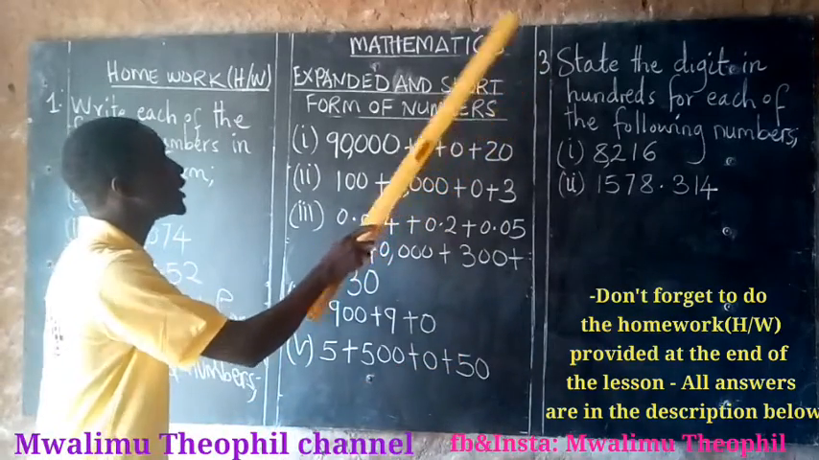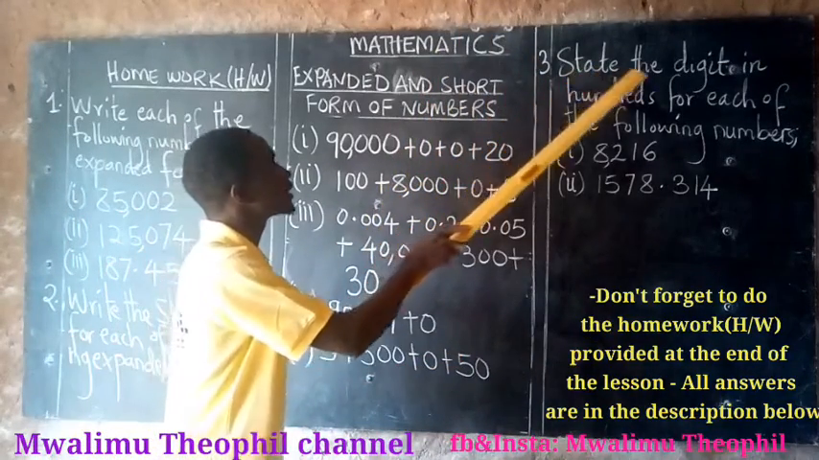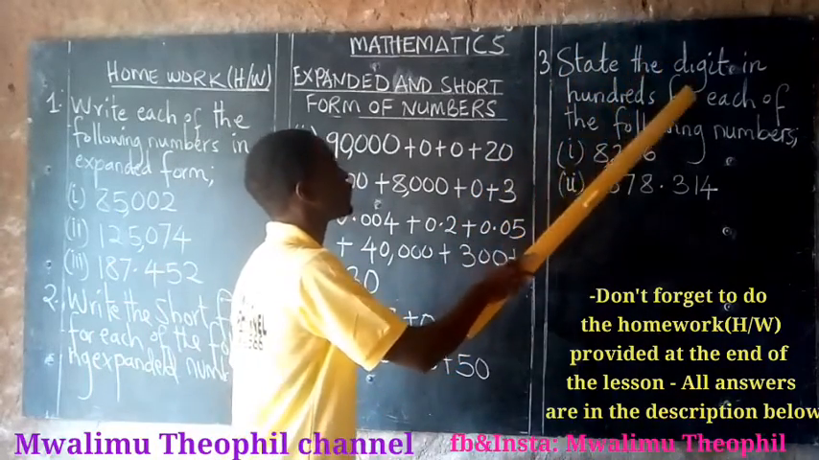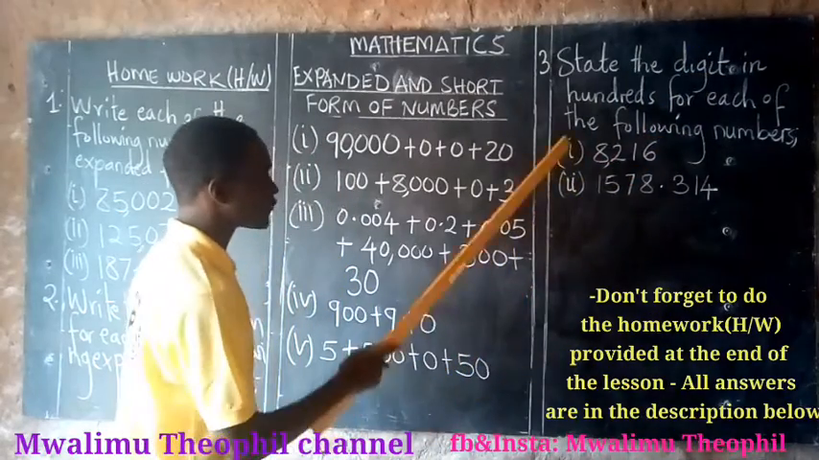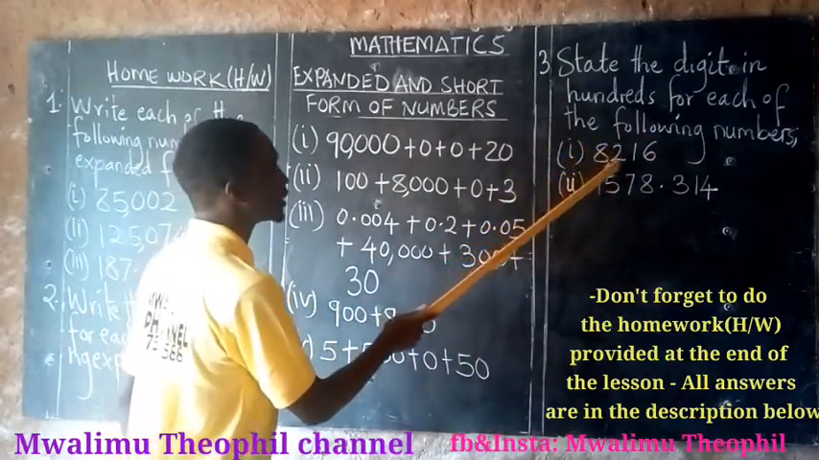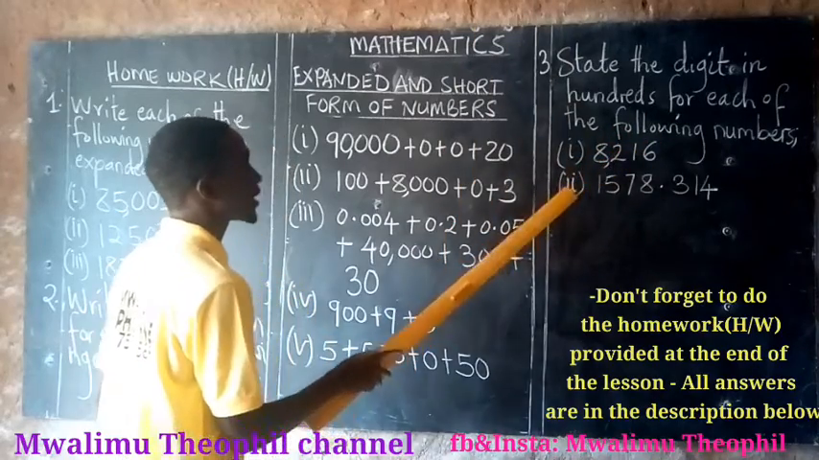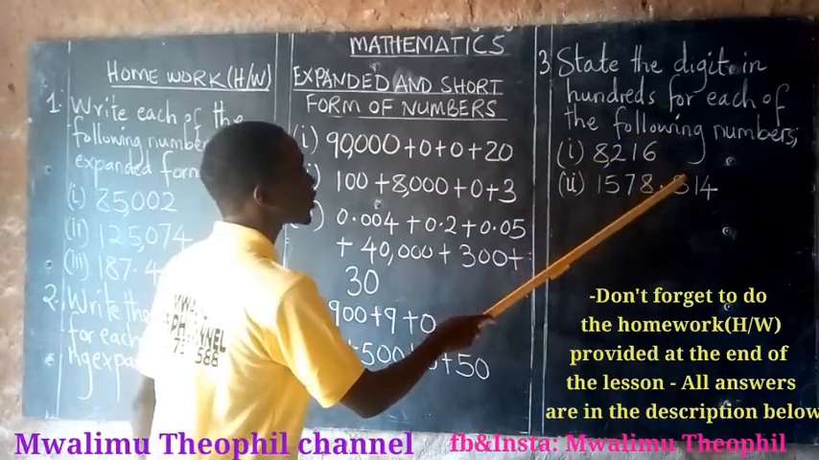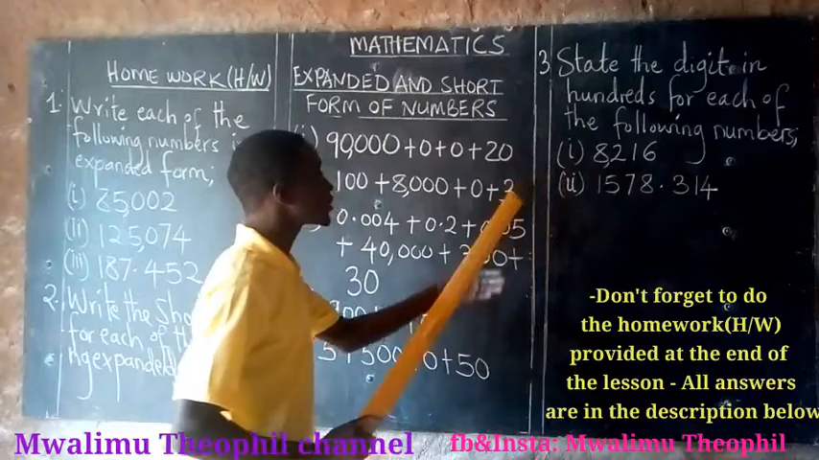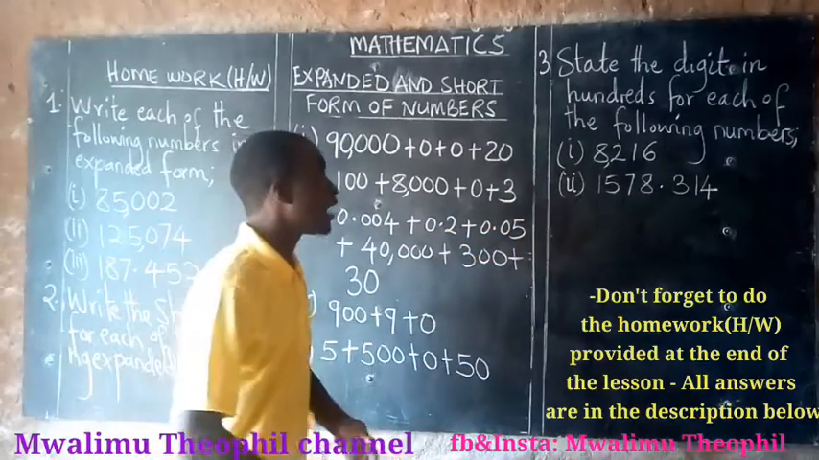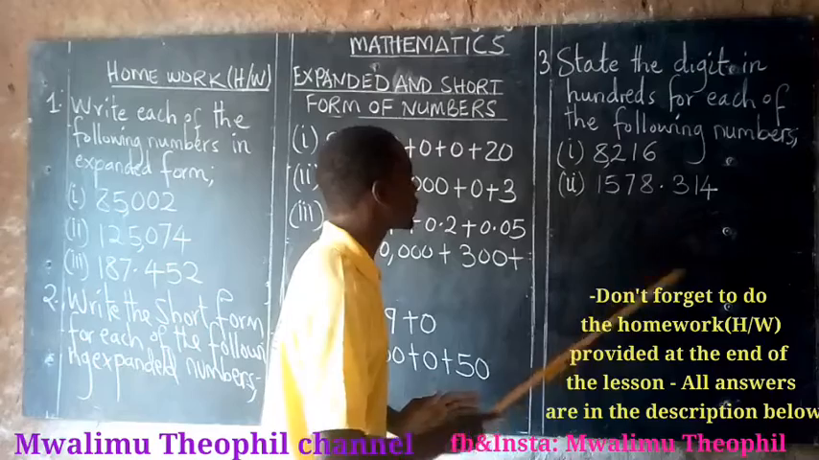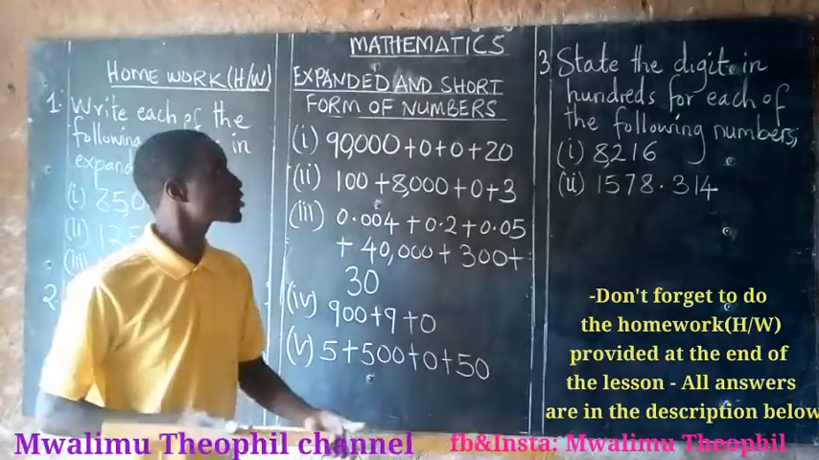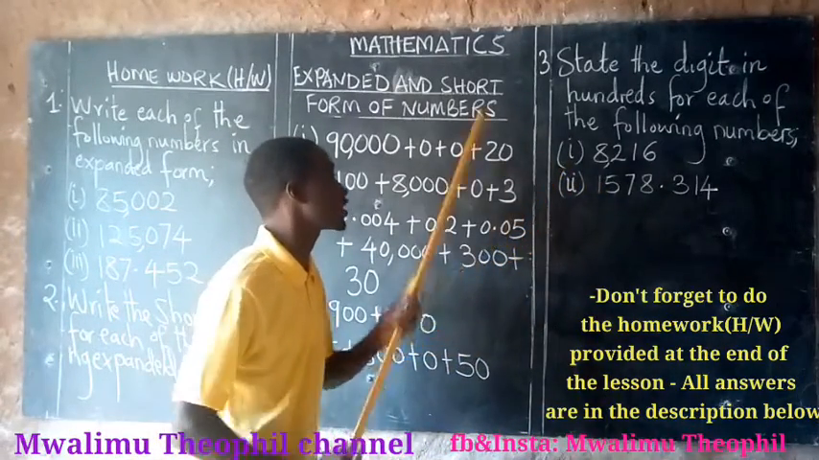A third question is to state the digit in hundreds for each of the following numbers. The first number is 80,216. A second number is 1,578.314. Now, this is the homework. Make sure that you do it. After doing, all answers for each question will be in the description. So make sure that you visit the description below so that you get the solution for each prepared question here.